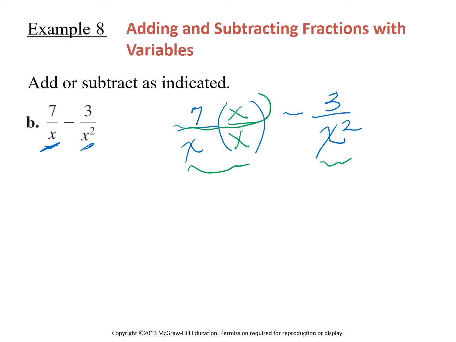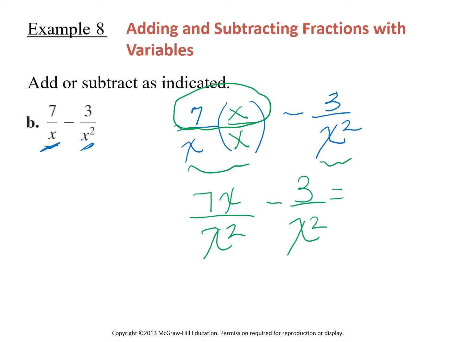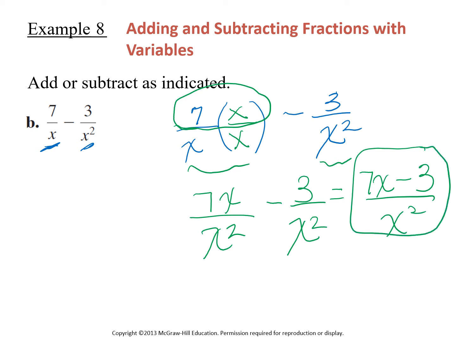And so now I have 7x over x squared minus 3 over x squared. So I combine the numerators, 7x minus 3, and keep the common denominator, x squared.